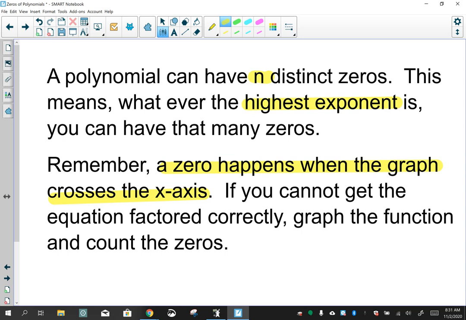If you cannot get the equation factored correctly, this is why we have technology: graph the function and just count the zeros. Again, a polynomial can have n distinct zeros. Doesn't mean that if I have an x to the fifth, I have to have that graph crossing 5 times. No. What this means is I can have no more than 5 zeros. So just keep that in mind as we go through this process: when we're looking for the zeros, the biggest amount that we can have is whatever that highest exponent is.